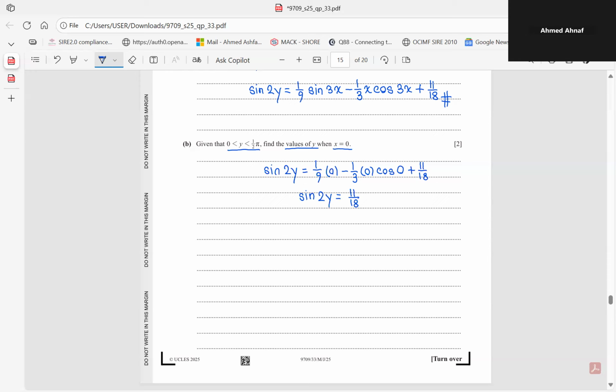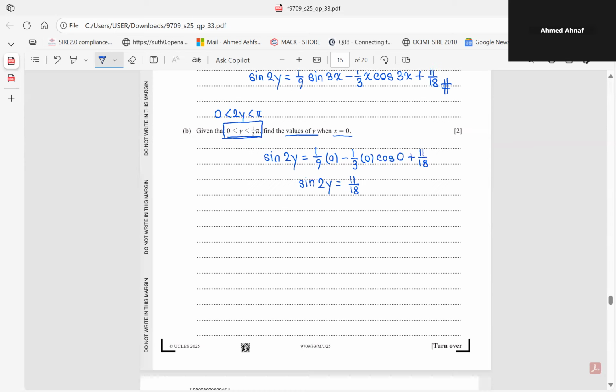To solve this equation, let's take note of the domain given here. Since our sine is in terms of 2y, we also have to change it. So 2y becomes between 0 and pi. And now we can draw a unit circle.